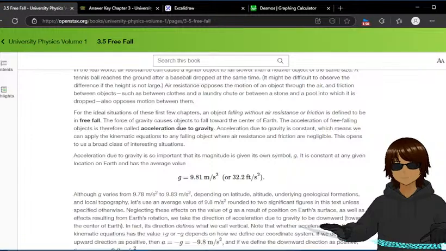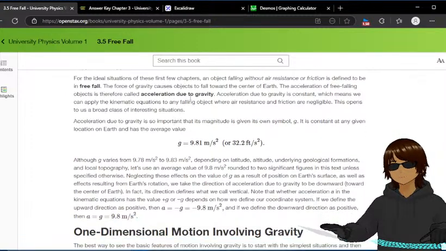The force of gravity causes objects to fall towards the center of the earth. The acceleration of free falling objects is therefore called acceleration due to gravity. Acceleration due to gravity is constant, which means we can apply the kinematic equations to any falling object where air resistance and friction are negligible. This opens to us a broad class of interesting situations.